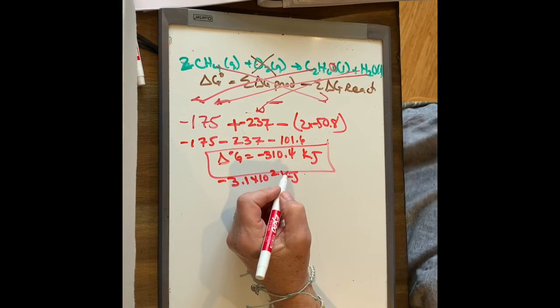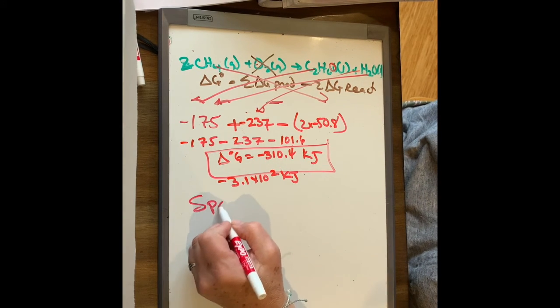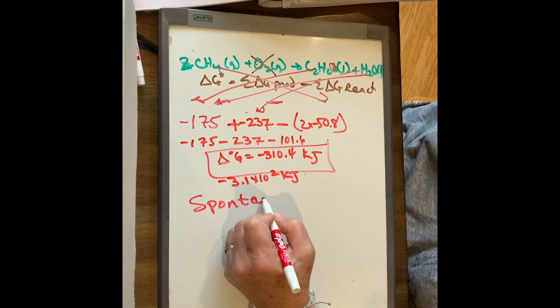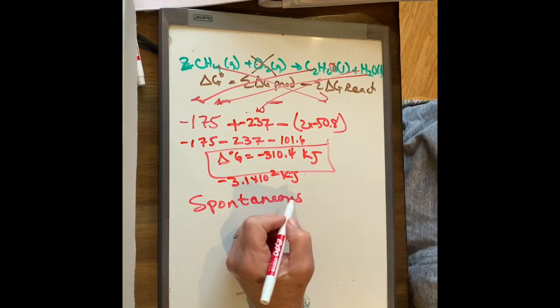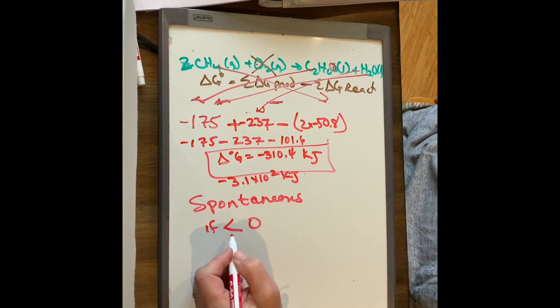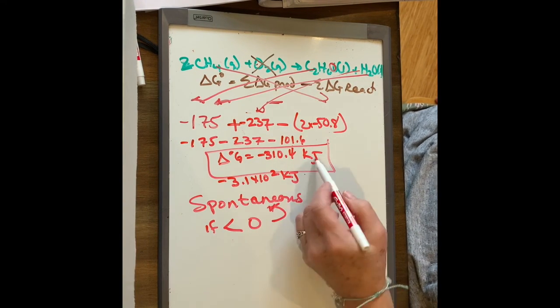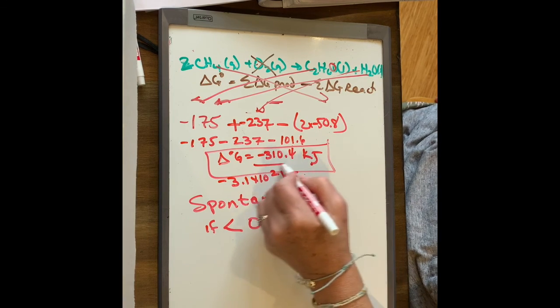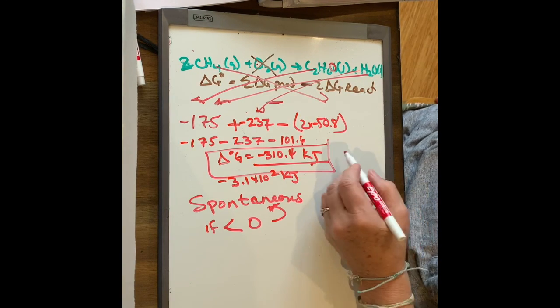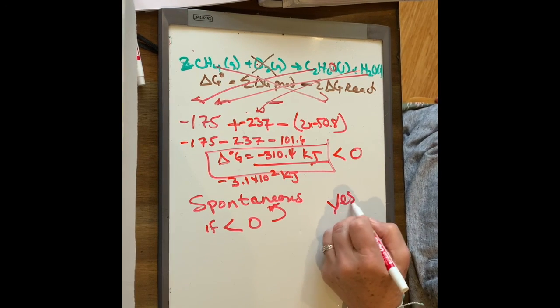Now the question is, is it spontaneous? So we're looking for spontaneous. Will it actually work? And the rule is if it's less than 0, then it's spontaneous. And this number here, negative 310, is less than 0. So the answer is yes, it's spontaneous.